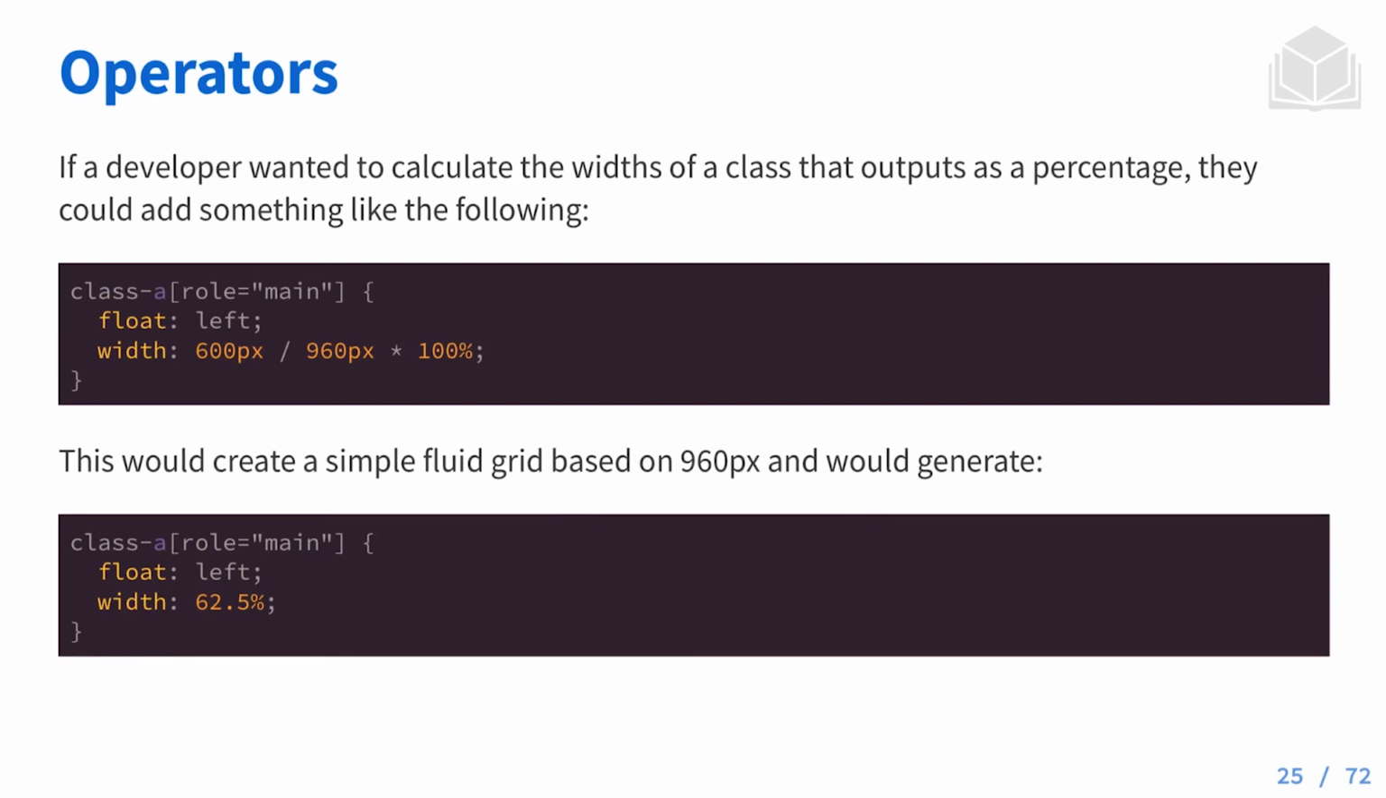And again, with operators here, we have the ability to do math in our CSS. So for example, if a developer wanted to calculate the widths of a class that outputs as a percentage, they could do something like this with the width. So 600 pixels over 960 pixels times 100%, and then it's going to output a simple fluid grid based off that 960 pixels and would actually generate the percentage for us. So with all of that in mind, we can actually go ahead and do quite a bit in our CSS.